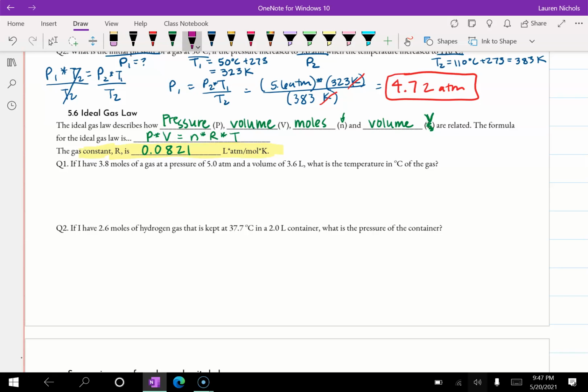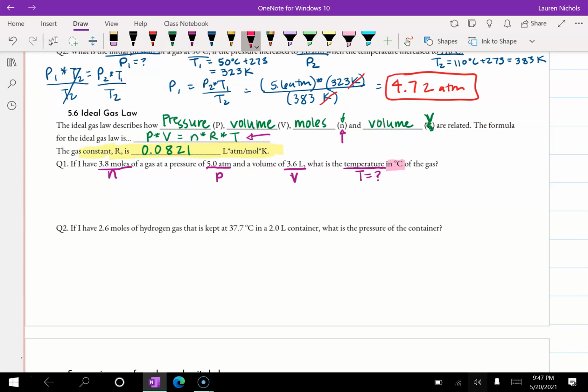So if we look at question 1, it says if I have 3.8 moles. Remember, moles is symbolized by the letter N. So this is N. And as soon as you see N, that means you're using this formula because that's what we need. And it says we've got a pressure of 5.0 atmospheres and a volume of 3.6 liters. So we've got ATM is pressure, liters is volume. And then it says, what is the temperature? Okay, so T is our question mark, but it says in degrees Celsius.